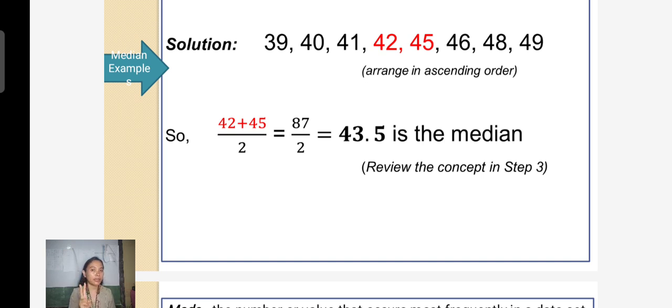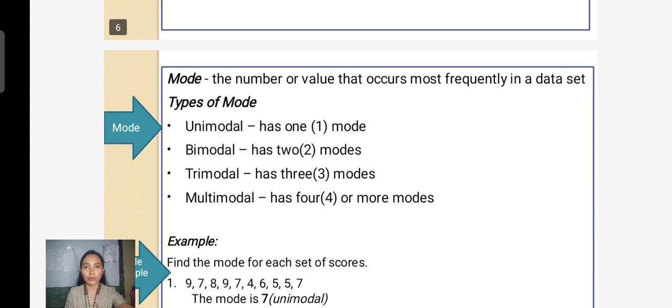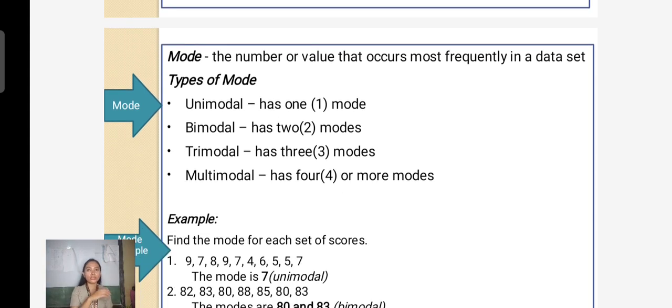Okay, two lang ang inyong timan-an sa ungroup, odd or even. So ang paagi gidiscuss na, and please review sa inyong self-learning modules. For the mode, the mode is the number or value that occurs most frequently in a data set, or katong nag-appear ug kadaghan.